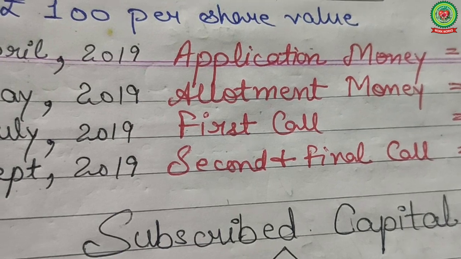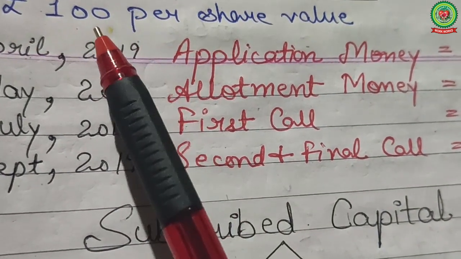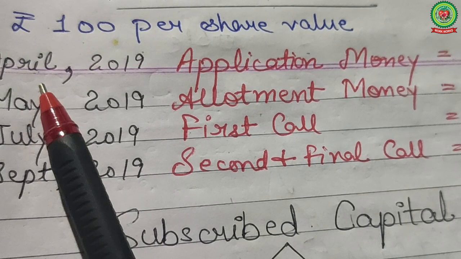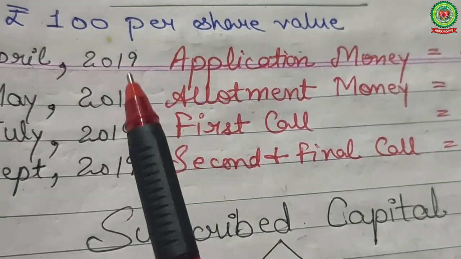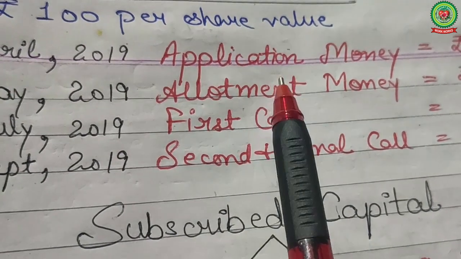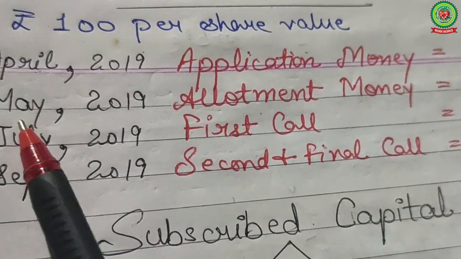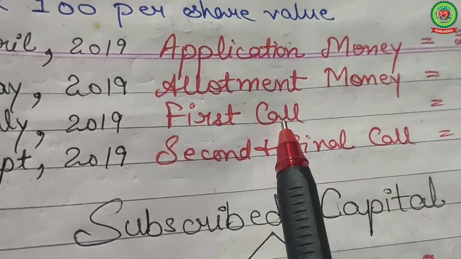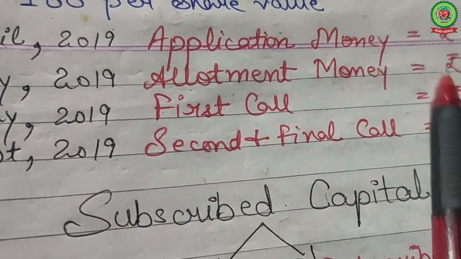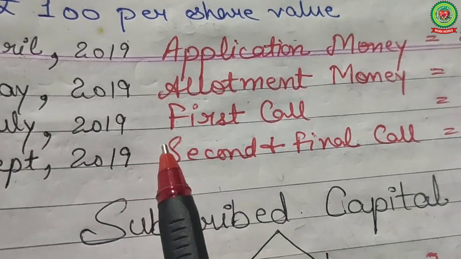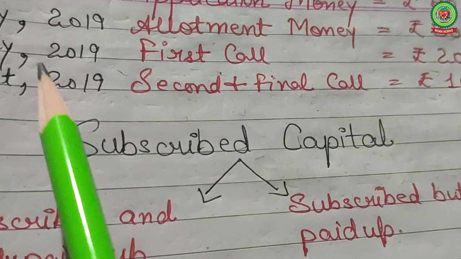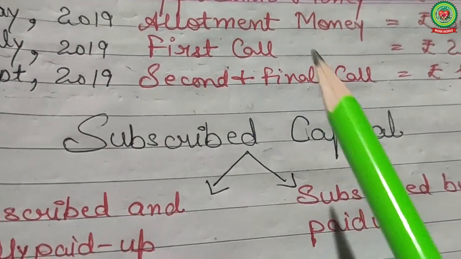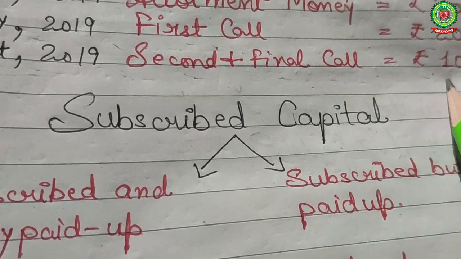First of all, know about the procedure of issue of shares. Suppose the company's total value per share is rupees 100. First of all, you issue the shares on 1st April 2019, and with that the company demands application money of rupees 40. After 1 month, on May 1, the company demands allotment money, when the company decides to allot the shares, rupees 30 at that time. After 2 months, on 1st July 2019, the first call of rupees 20, and after 2 more months, the second and final call of rupees 10 is called by the company.